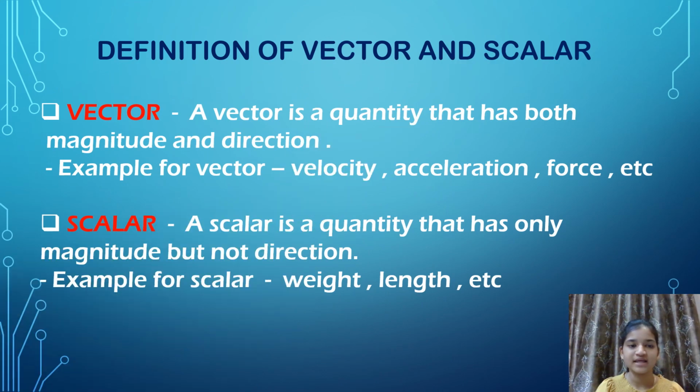Definition of vector and scalar. A vector is a quantity which has both magnitude and direction. Examples are velocity, acceleration, force, etc. A scalar is a quantity that has only magnitude but no direction. Examples are weight, length, etc.